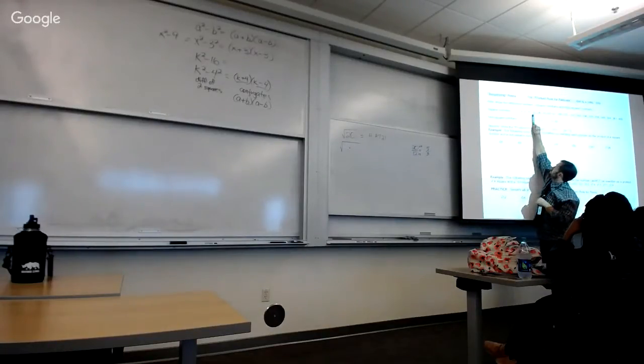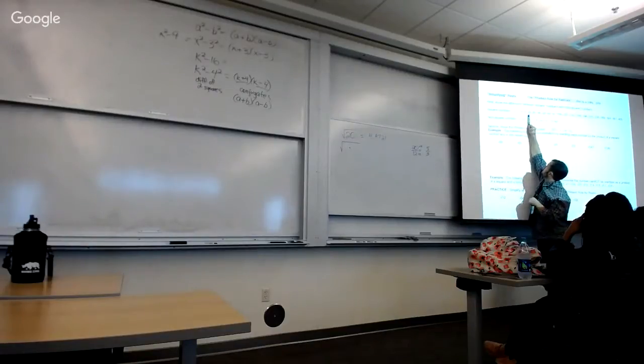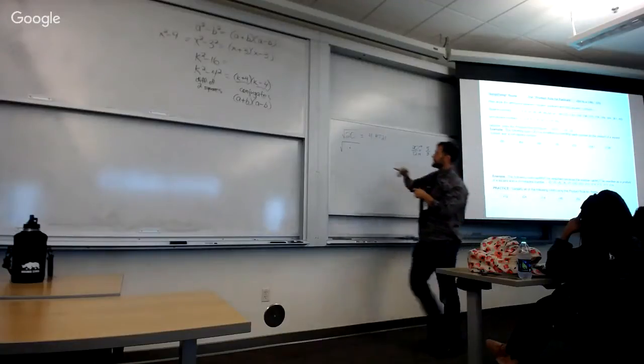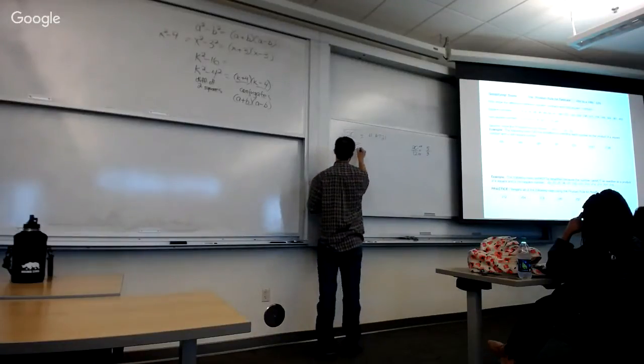So starting here, does 16 go into 20? Does 9 go into 20? Does 4 go into 20? Yeah. So we're going to rewrite 20 as 4 times 5.